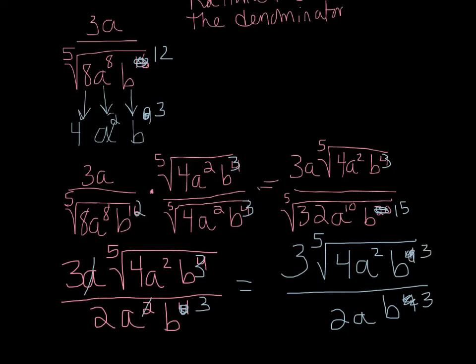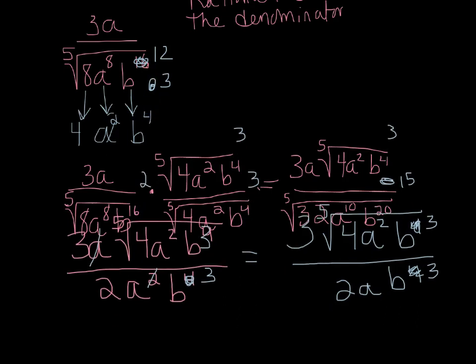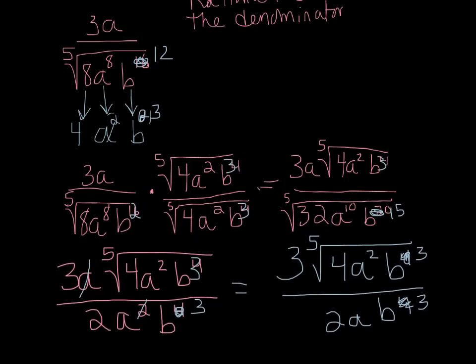So I apologize for that, writing the problem down incorrectly. So the final answer is 3 times the fifth root of 4a squared b cubed over 2ab cubed.